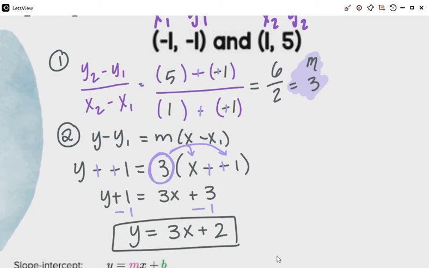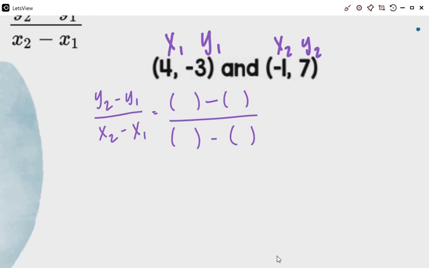All right, are we ready for our last and final example? Yes, we are. Thank you. All right, we have our points labeled. We have our formulas set up. For that y2, we plug in 7. y1 is -3. x2 is -1. x1 is 4. This double negative, 7 plus 3 is 10. Negative 1 minus 4 is not 3. It is negative 5. All right, 10 divided by negative 5 gives us negative 2. So that, again, is our slope.